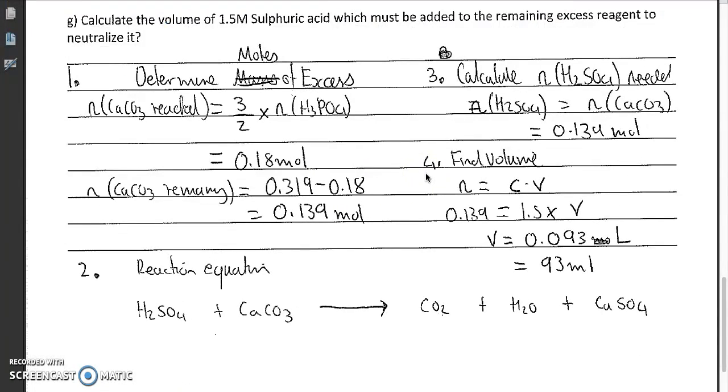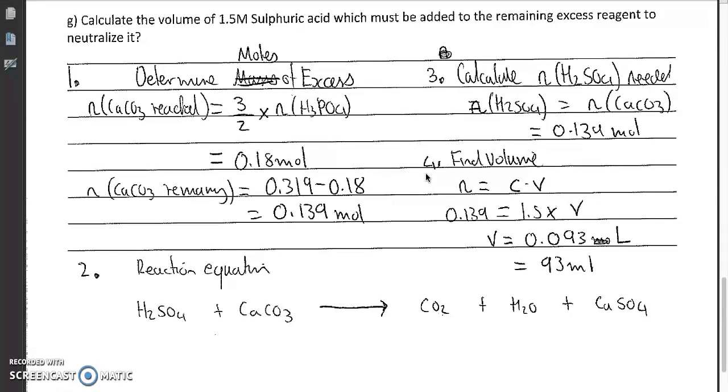Okay, this is part 2 of the video tutorial. I just didn't have enough time to do question G beforehand. So the last question is an excess reagent question, and it says calculate the volume of 1 molar sulfuric acid which would be added to the remaining excess reagent in order to neutralize it.